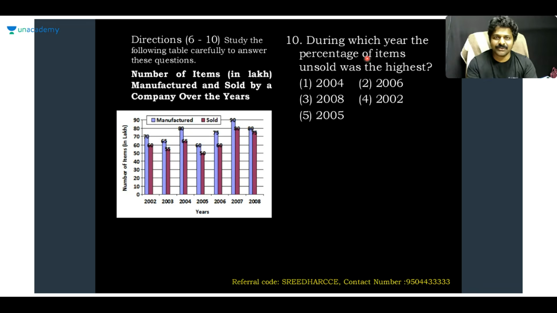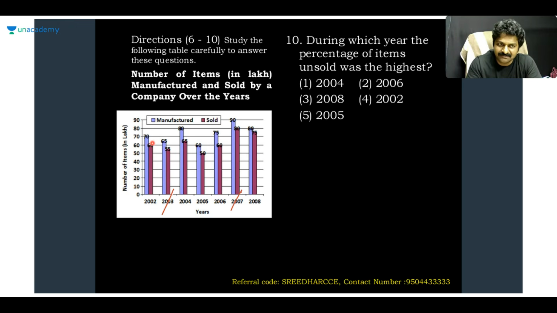Next, during which year was the percentage of items unsold highest? Unsold means the difference between manufactured and sold, and that should be the highest one. Now, we have 7 years of data, but options are only 5. So 2 years are not at all there. Which 2 years are not there? 2003 is not there, and then 2007 is also not there. So you can skip these two and then you can calculate.